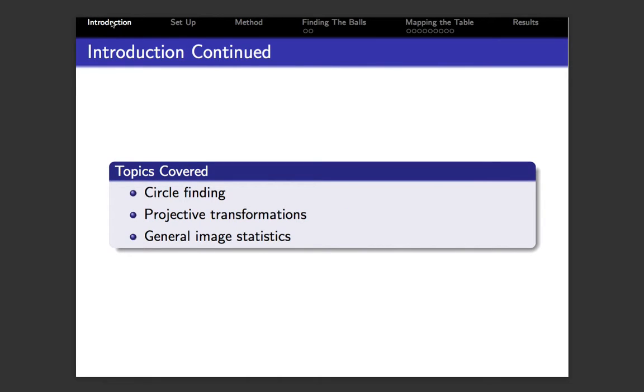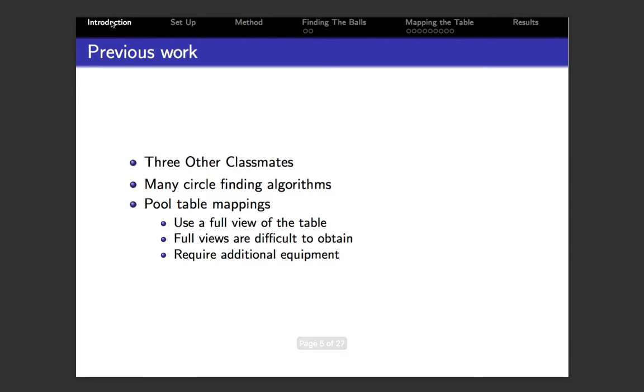Developing this algorithm used a few topics of computer vision. These include circle finding, projective transforms, and just general image statistics. A lot of my classmates also developed pool table recognition algorithms, and there are just so many circle finding algorithms out there. But as far as pool table mapping systems, a lot use just a full view of the table. So that means you have to have the picture from pretty far away or from weird angles. And most of the things on the market right now require you to have additional equipment just looking down at the table from the top.